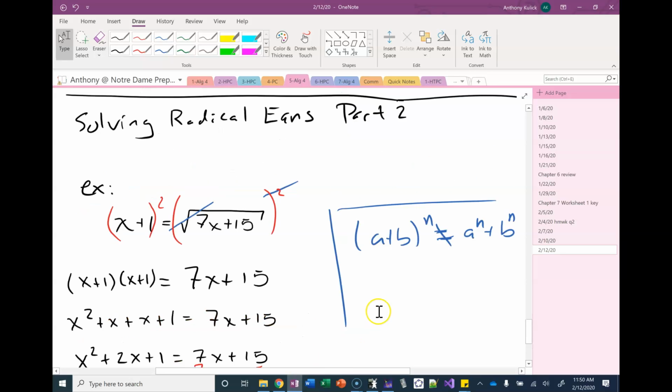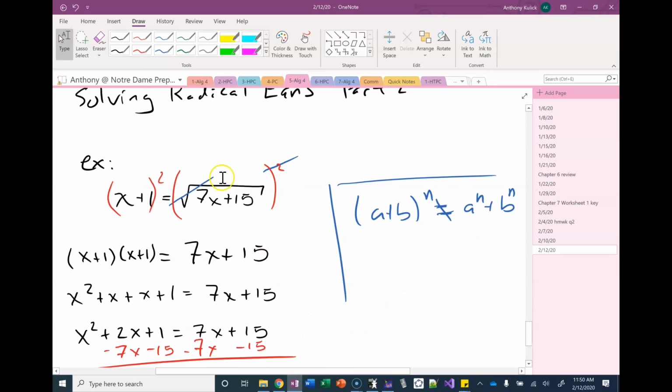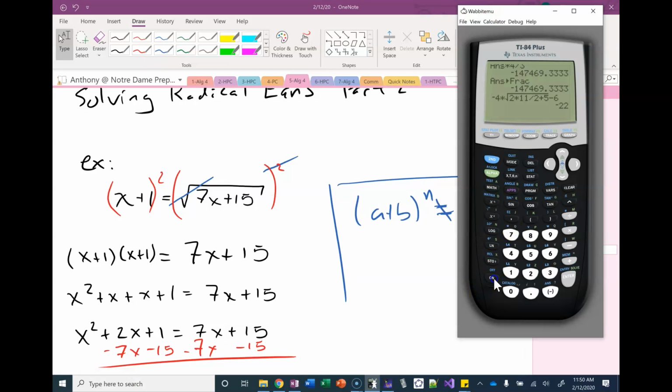So to check this, I'm going to look at the original problem and plug 7 into the left-hand side. When I do that, I get 7 plus 1, which gives me 8. And then I'm also going to plug 7 into the right-hand side. I get 7 times 7 plus 15, which also gives me 8. So 7 is an answer.